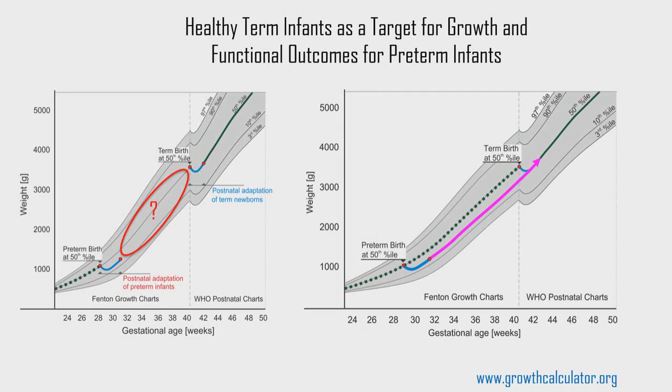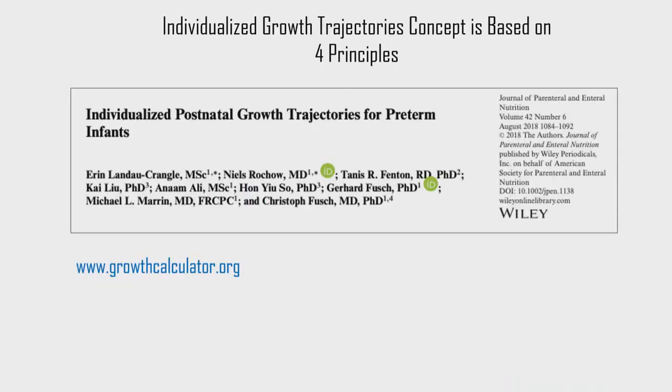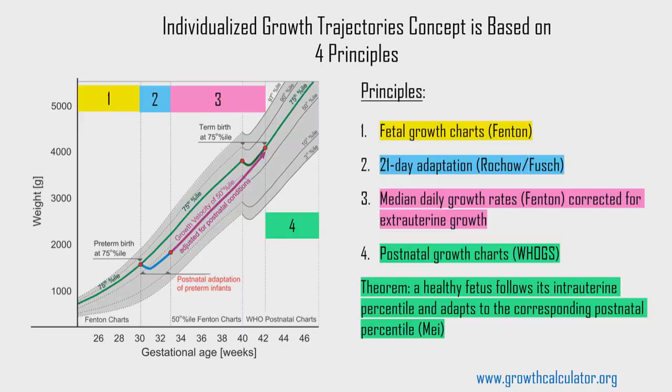However, it is unclear how preterm infants should grow during the NICU stay, and we found that the best estimation is using the growth rate of the 50th percentile in order to mimic the growth rate after the postnatal weight loss, but this needed also some correction for the postnatal environment due to the water loss. We have developed a concept of individualized growth trajectory, which is based on 4 physiological concepts.